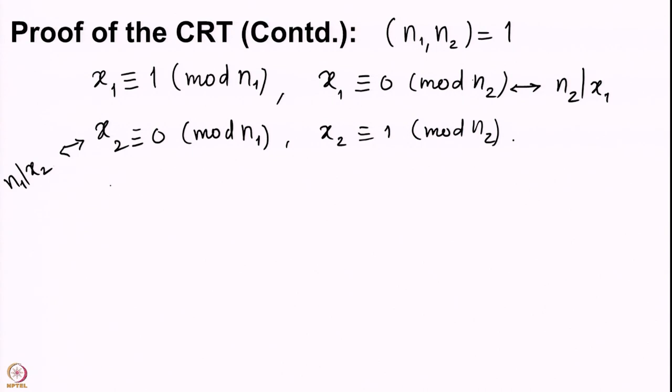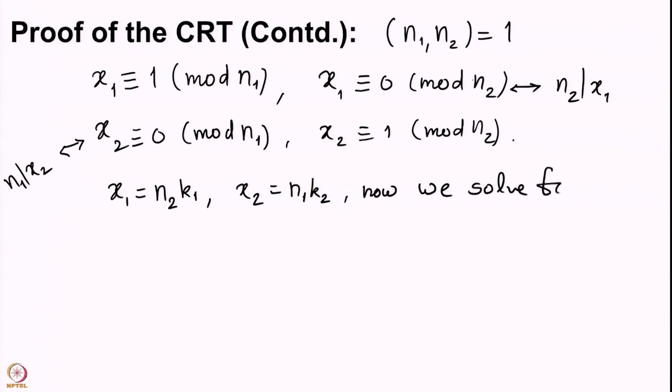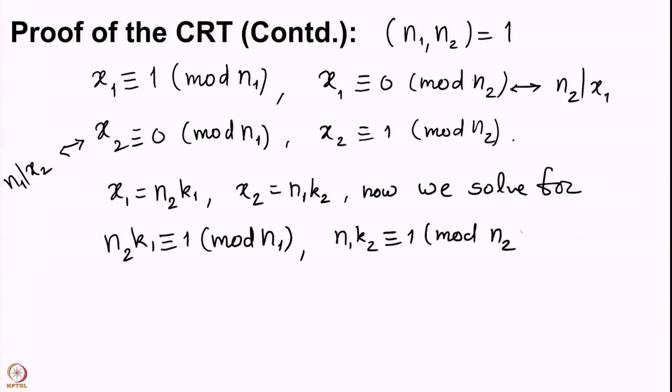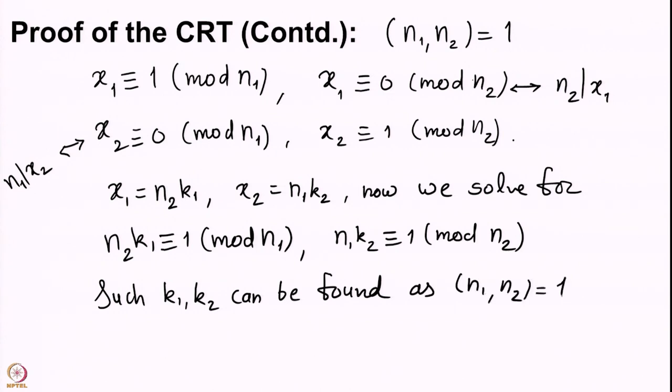So what we get is that x1 is of the type n2 k1 and x2 is n1 k2. And so now we have to solve n2 k1, which is x1, congruent to 1 mod n1 and x2, which is n1 k2, congruent to 1 mod n2. In such a case k1 and k2 can be found as n1, n2 are coprime.